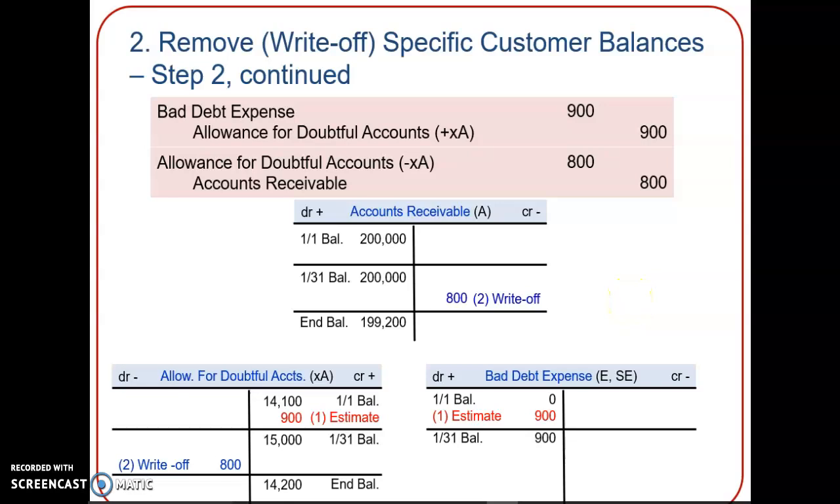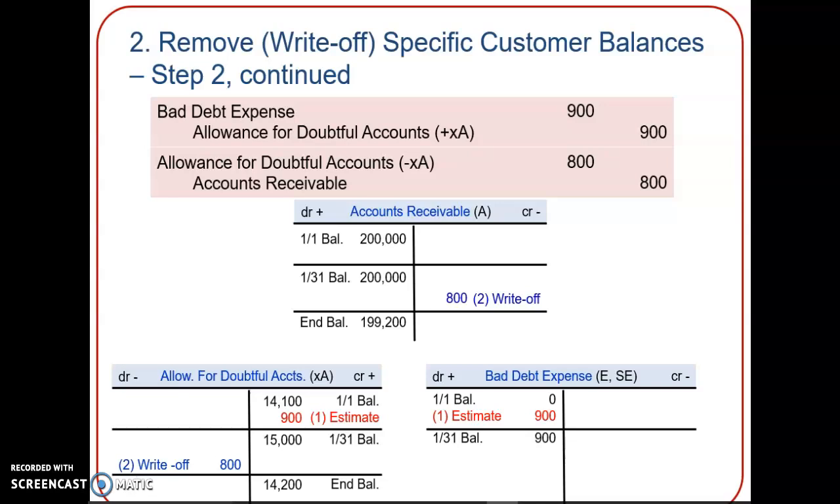So that's the first part of this second step of write off customer balance. The first part is to recognize by reducing allowance for doubtful accounts and also reducing accounts receivable.